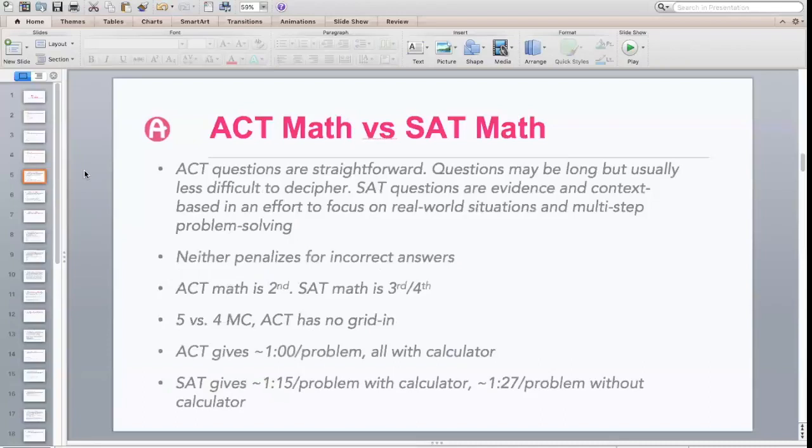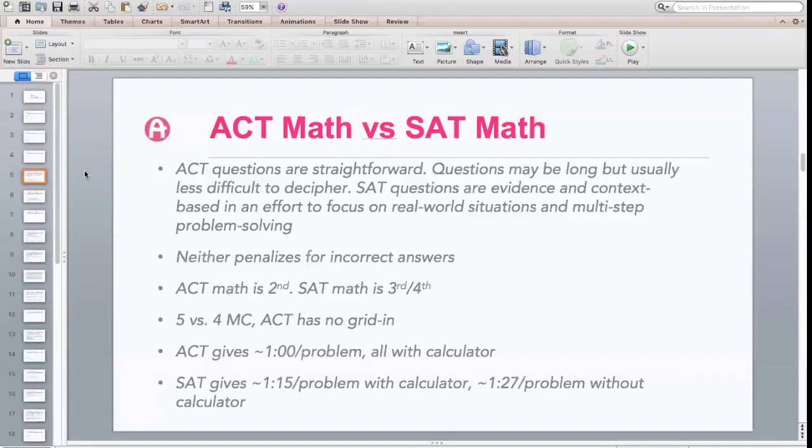Typically, ACT questions are straightforward. They get right to the number crunching and right to the math they want you to do. The questions may be long, but they are usually less difficult to decipher. Whereas the SAT rather focuses on real world applications and multi-step problem solving. So the SAT is asking you to typically take more steps in translating what the question is asking in order to determine what to do. Whereas the ACT, though sometimes there are more words, is giving you a more straightforward mathematical process to figure out.